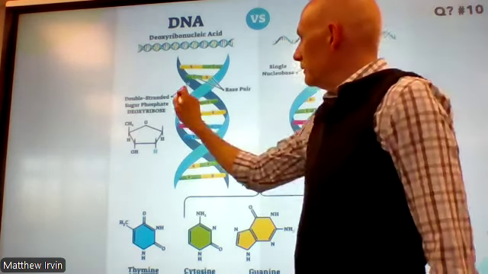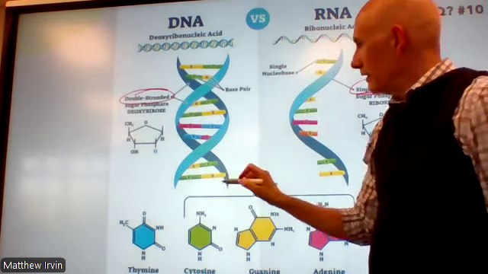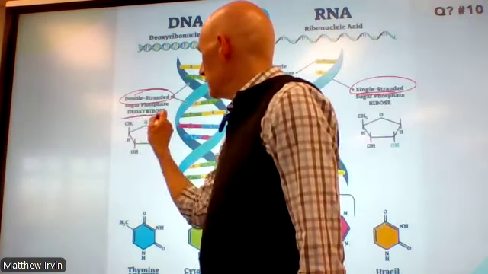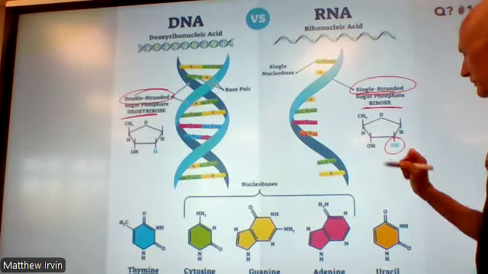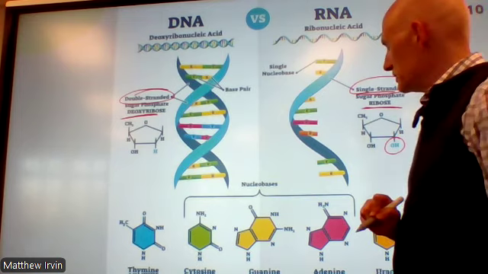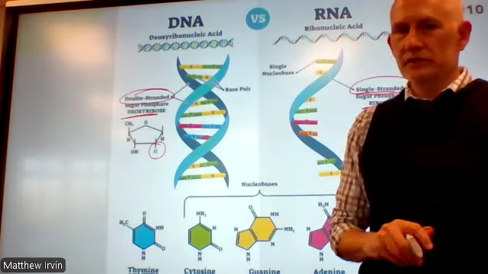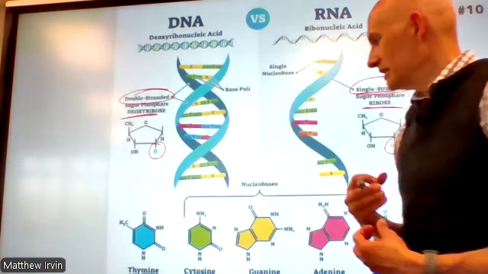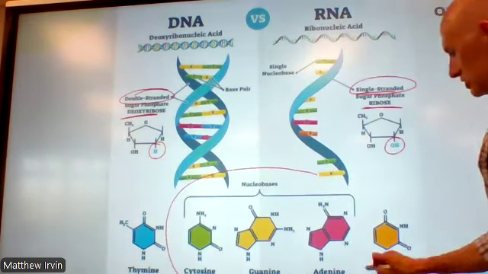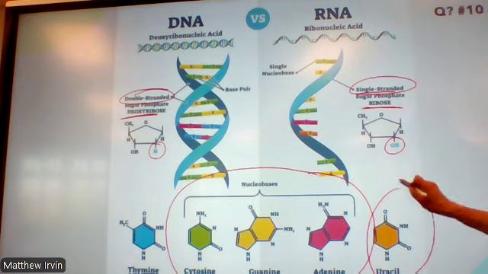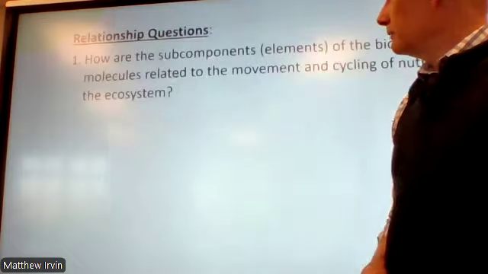DNA is double-stranded. RNA typically is single-stranded. We have deoxyribose in our DNA. We've got ribose in our RNA. The ribose is different because it has an OH on the second carbon. We only have a hydrogen on the deoxyribose. That oxygen has been removed. Common nucleotide bases are C, G, and A. RNA has uracil, thymine for DNA.